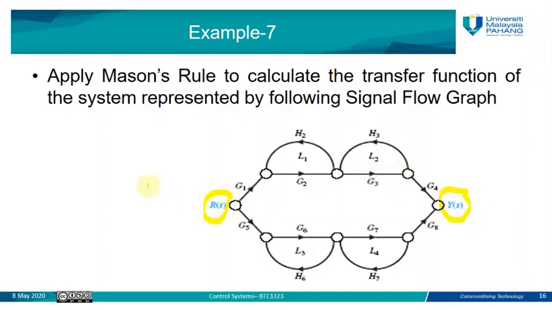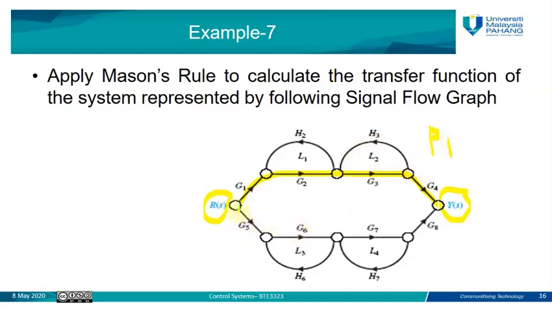In order to use Mason's rule, we apply the steps that we learned before. First, we need to know how many forward paths we have in this figure. A forward path is a path which starts at the input point and ends at the output. This is the input point, and this is the first forward path. Go here, there, there, and again go to Y(s). I cannot say this one is forward because this is backward, and this is also backward. So this is the first path, which is P1.